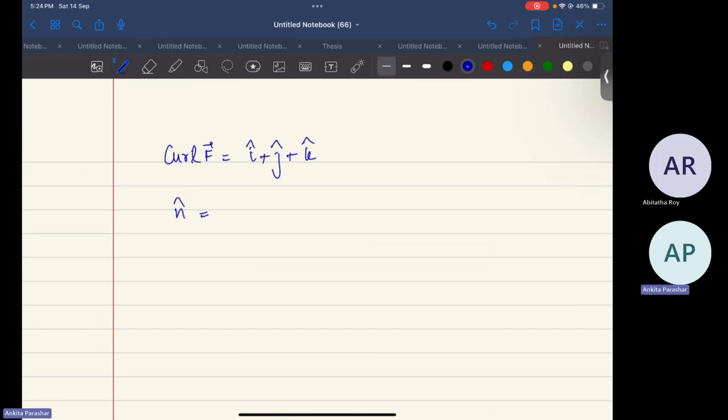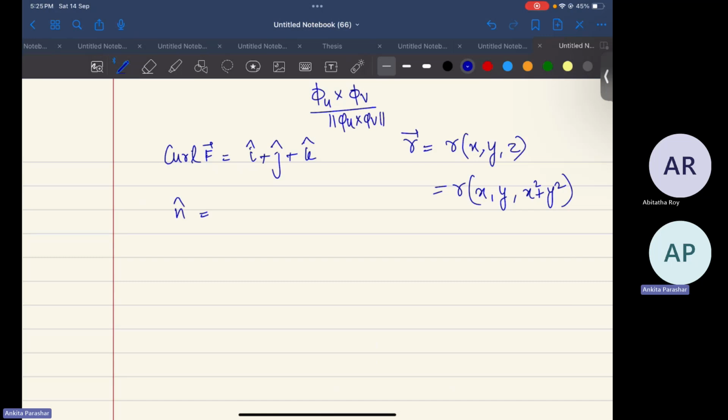We do not have any parameterization. In this case, my r is nothing but r of x, y, z, and my z is just x square plus y square, right? When we have parameterization, if you remember, we do phi u cross phi v and then phi u cross phi v norm, where u and v are the parameterized variables. Here the variables are x and y. So it is simply rx cross ry and then rx cross ry norm. Is that okay? Okay, so can you compute this?